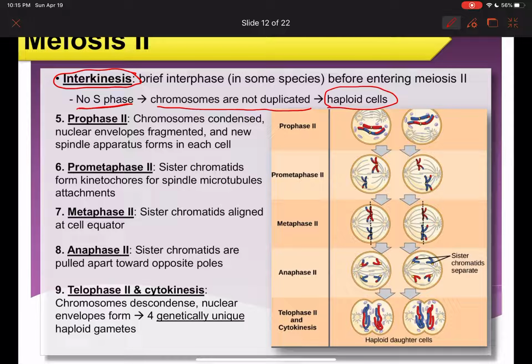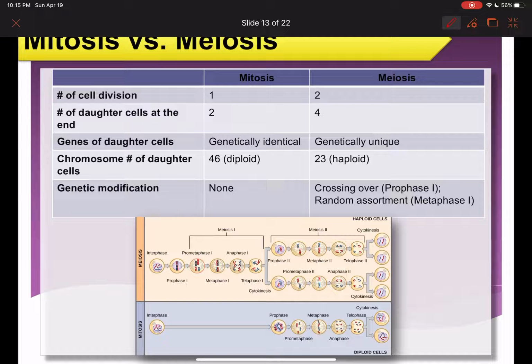So here's a good chart for you to keep in mind when studying for the next exam or working on the lab this week. Remember that you have mitosis from chapter 10 and meiosis from this chapter 11. In mitosis, you only have one cell division. You create two daughter cells in the end that are genetically identical. Both of them are diploid, and for humans, that means they have 46 chromosomes. No genetic modification is made during mitosis. They are genetically identical, 100% clones of each other.